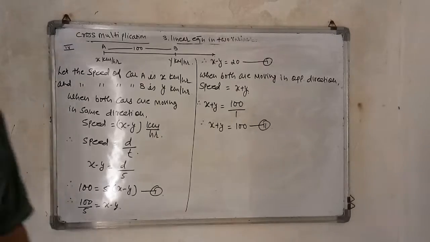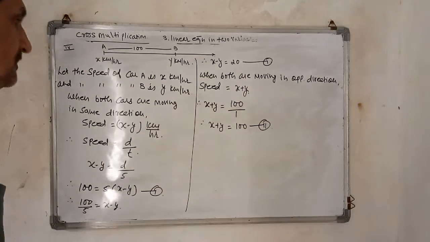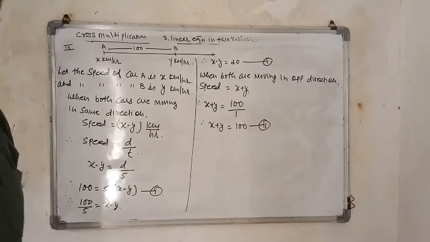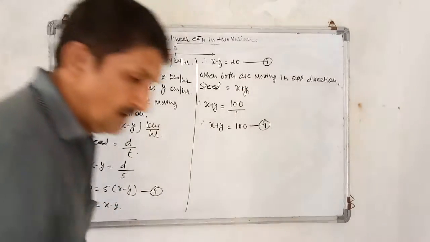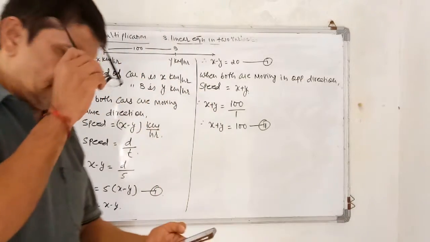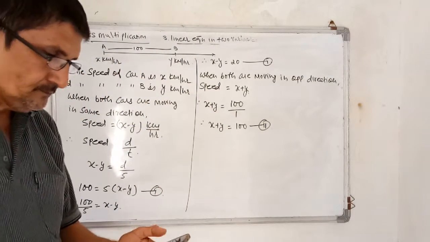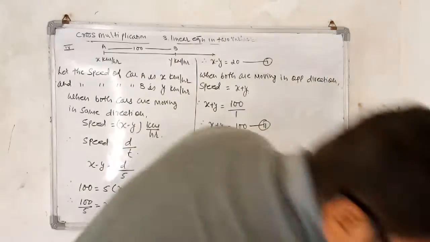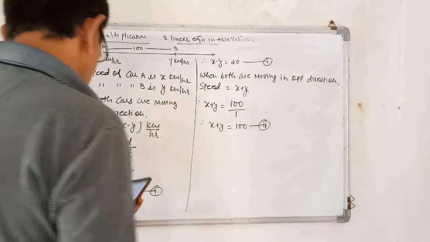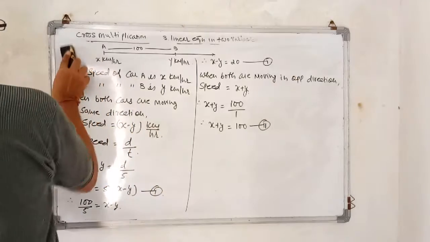So just go through this one. And after this one more is given, that is about the area of the rectangle. Next is fifth one.